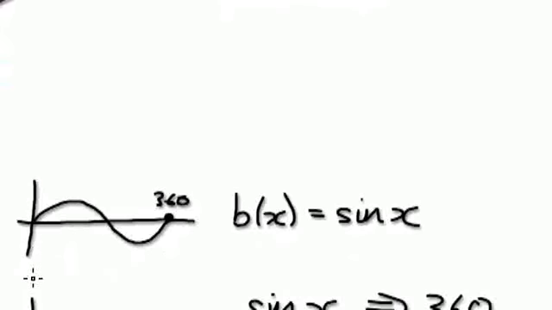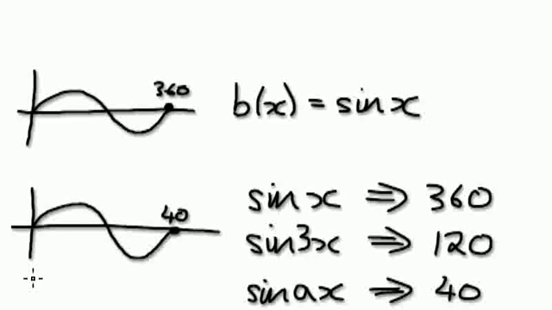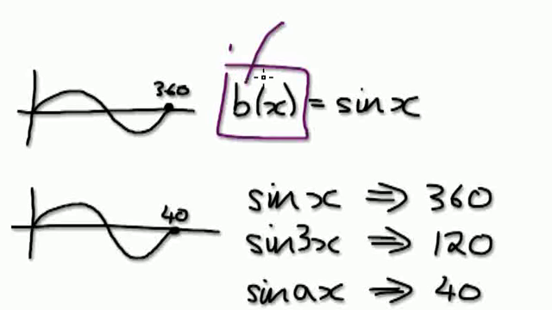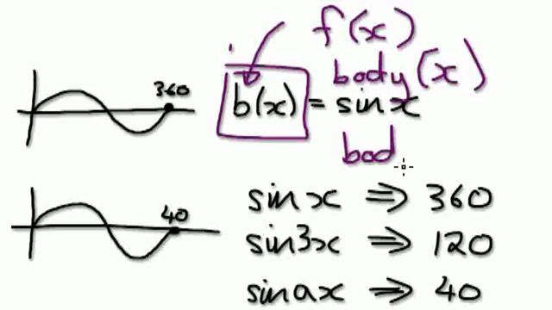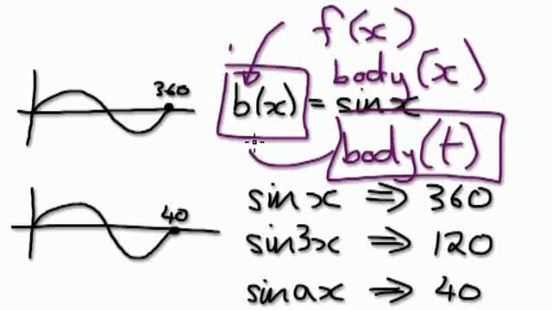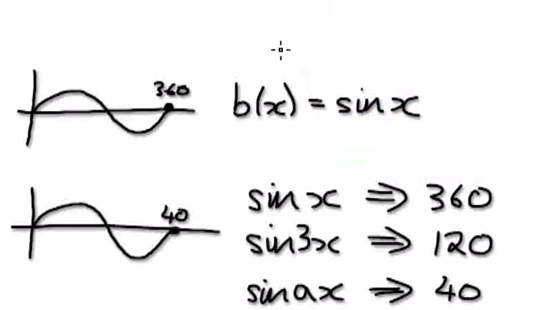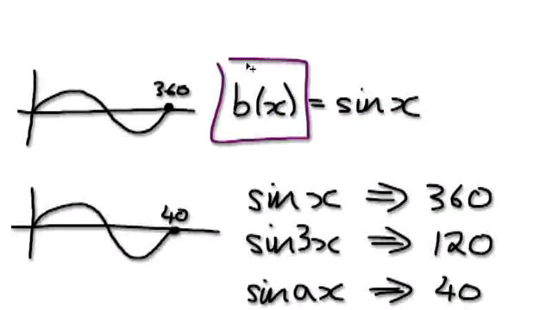Okay, so to do this, let's start off with our sine of x here. This is our start. I'm just going to use b for body temperature, but you could use f of x, or body of x, or you could say body of t, where t is time. T is actually a better name because it identifies that it's time. X could be anything, but it doesn't matter. For this one, we're just going to use b of x.